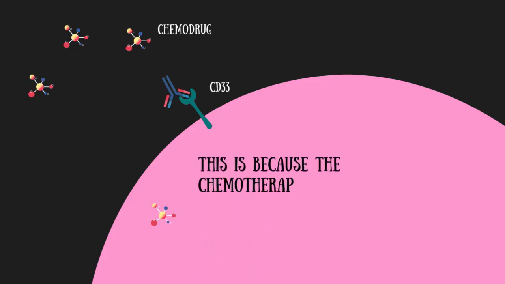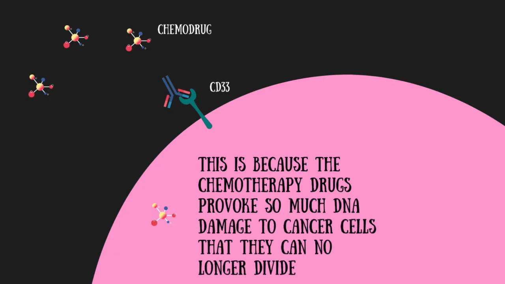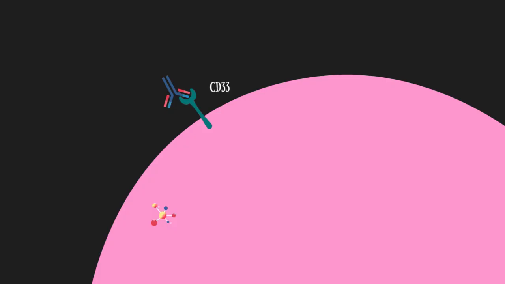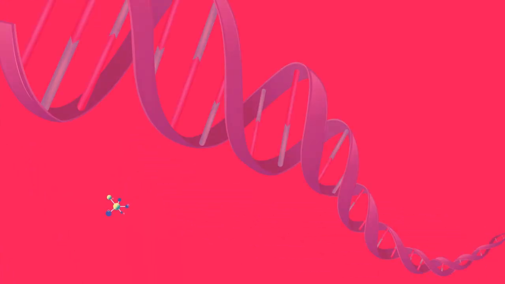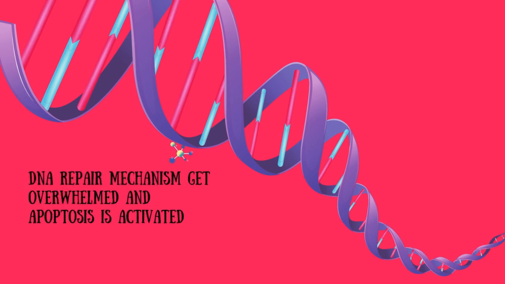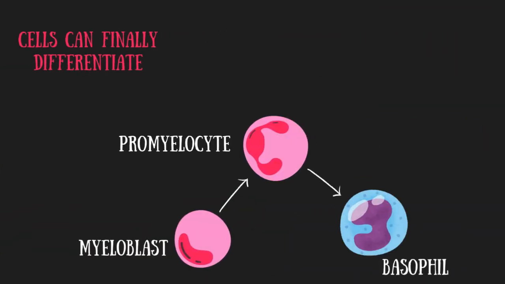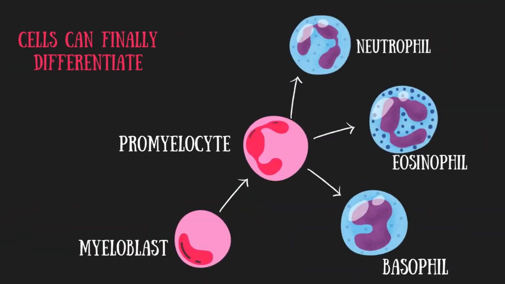This is because the chemotherapy drugs provoke so much DNA damage to cancer cells that they can no longer divide. This happens because the chemotherapy drug enters the nucleus and forms DNA adducts, so the DNA repair mechanism gets overwhelmed and apoptosis is activated, which allows for inhibition of cell division. In this way, myeloblasts can finally differentiate into granulocytes.